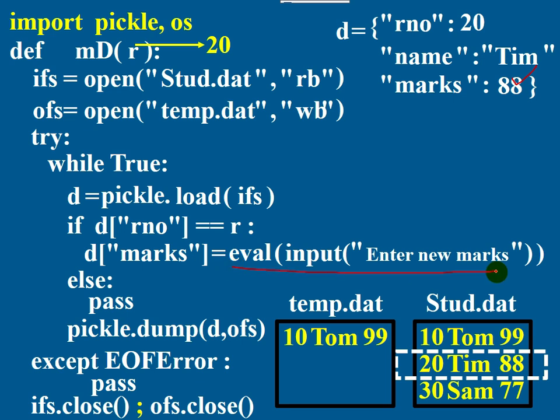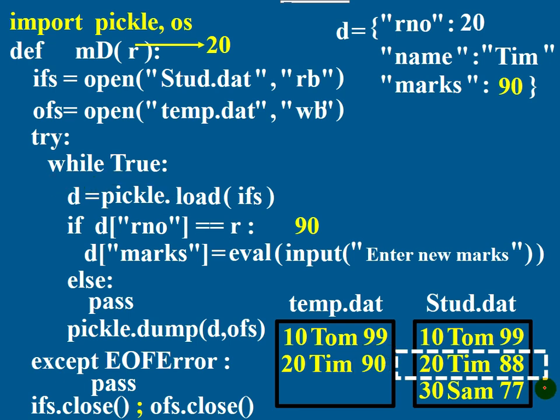So suppose the new marks entered from the keyboard is 90, then that is assigned to D of marks. So here 90 will appear. And this modified dictionary is written to the temporary file. So you can see the temporary file contains the modified marks.